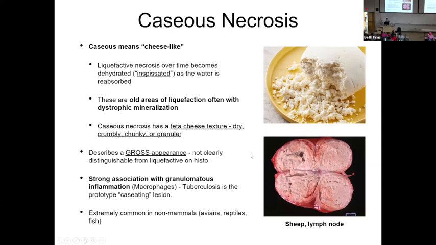It's also extremely common in non-mammals, so birds, reptiles, fish. Their neutrophils don't have the enzyme myeloperoxidase, so those species cannot make liquid pus. They are not capable. So their default is granulomatous and more caseating inflammation.